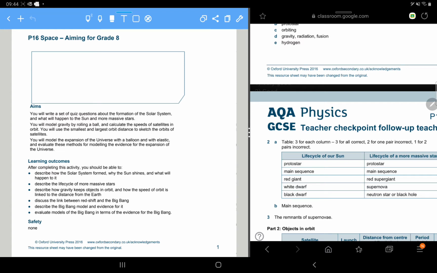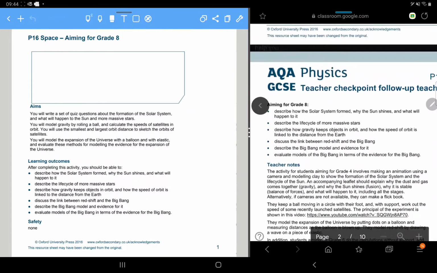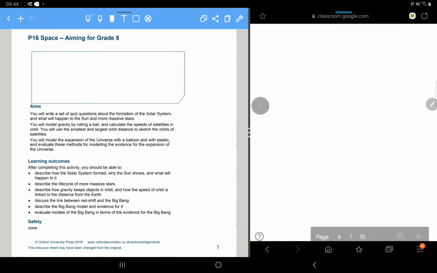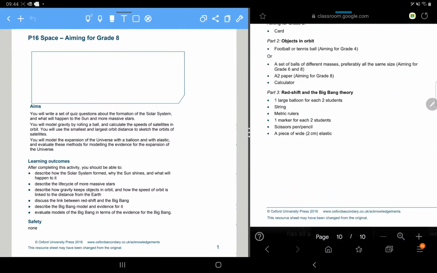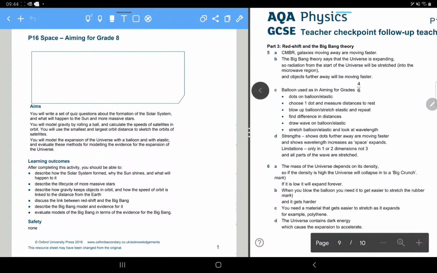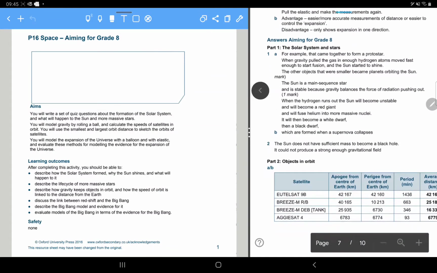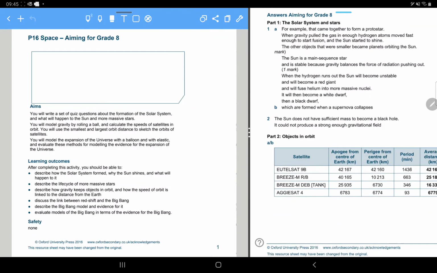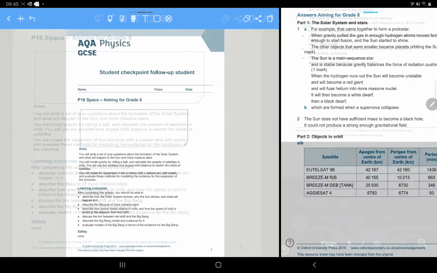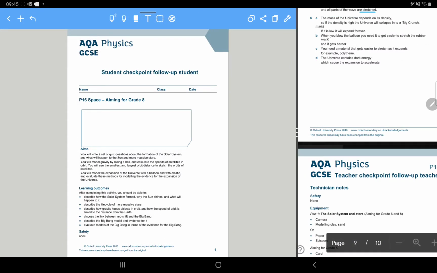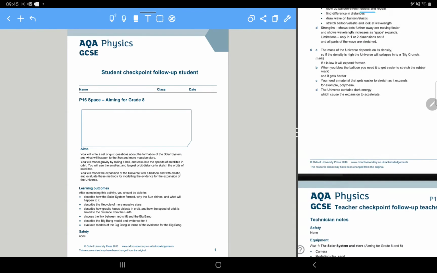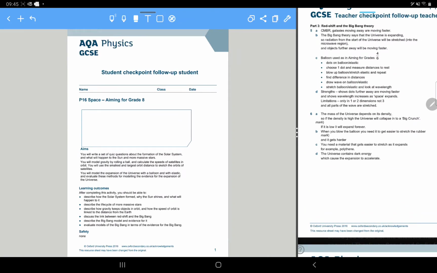Okay, so we're looking at space and we are hoping to be able to revise stars, a bit of red shift and about the universe. And the confusion here is this is an overall answer sheet, and because we're aiming for grade 8, on the right hand side we've got the answers here, and we're going to go all the way down to aiming for grade 8. Where are we here? Okay, so here we are. So what I'm going to do is go through the answers on the left using the answers on the right, and then we can work out if there's anything that we need to specifically have a mind to.